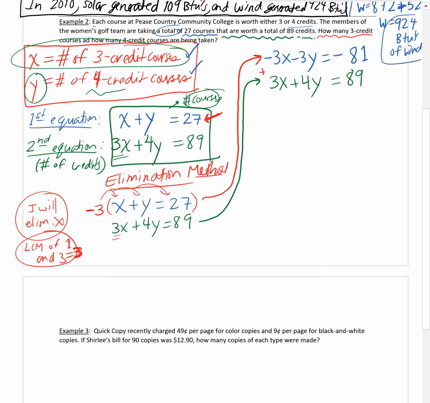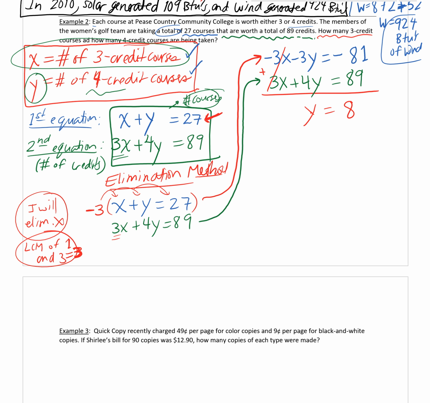Let me see. If I add these equations together, the x's are eliminated, which is what was supposed to happen. And when I combine the y's, negative 3y and 4y is just 1y, or you can just write y. Negative 81 and 89 makes 8. So we have y equals 8. There you go.